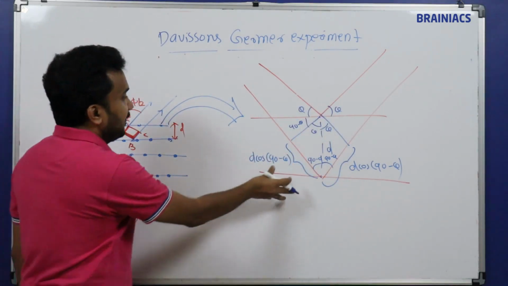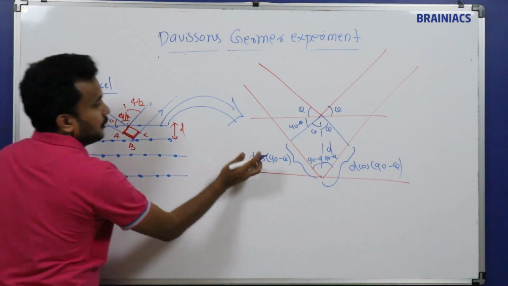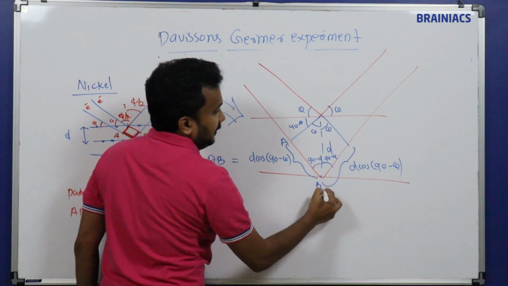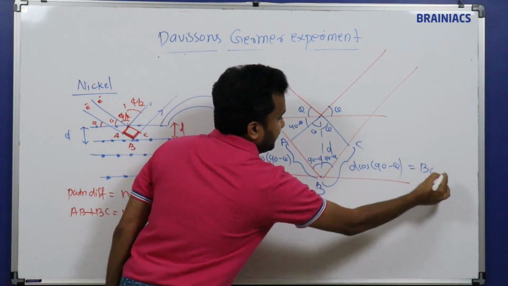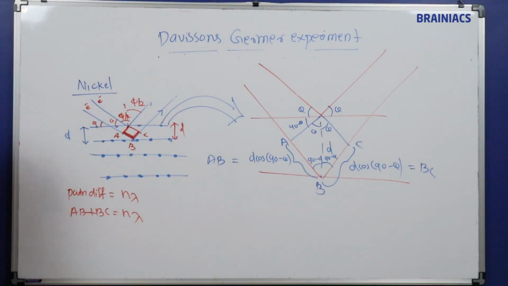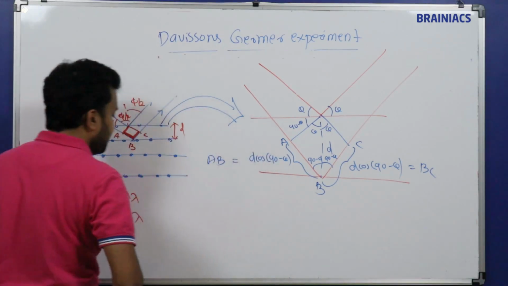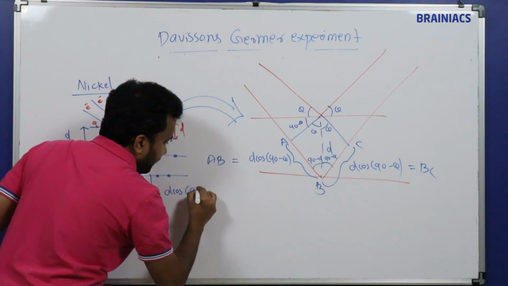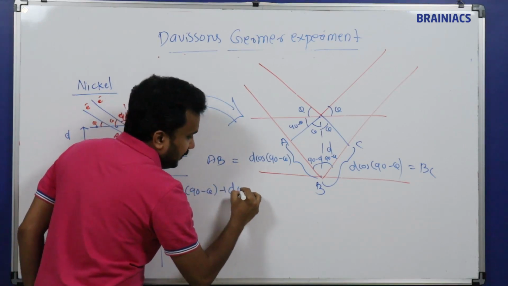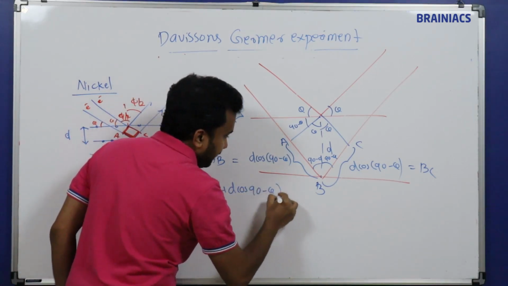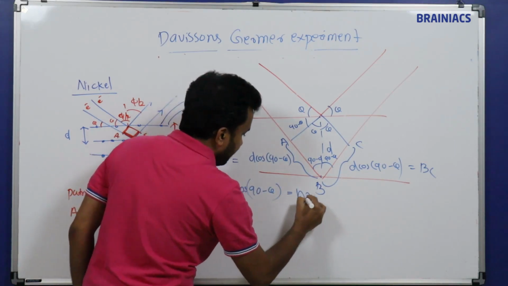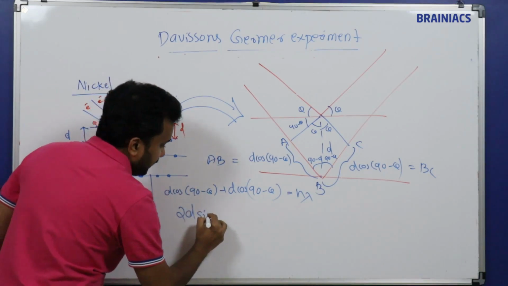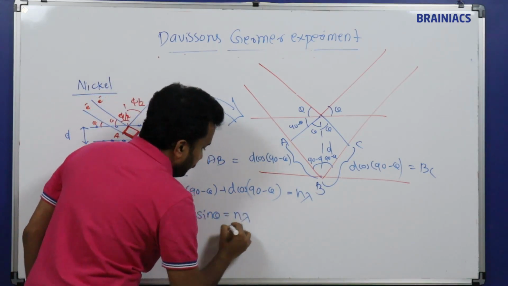So what is the path difference? AB plus BC. This is our AB, A to B to C, and this is our BC. We'll substitute. What is cos of 90 minus theta? Cos of 90 minus theta is sin theta. So D into cos of 90 minus theta plus D into cos of 90 minus theta is equal to n lambda. So 2D sin theta is equal to n lambda.